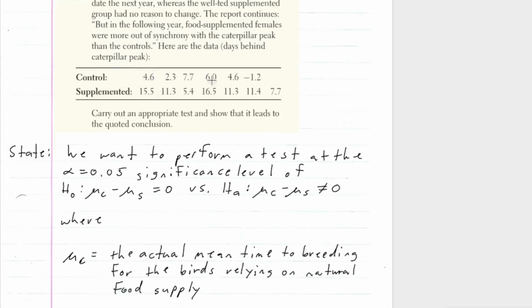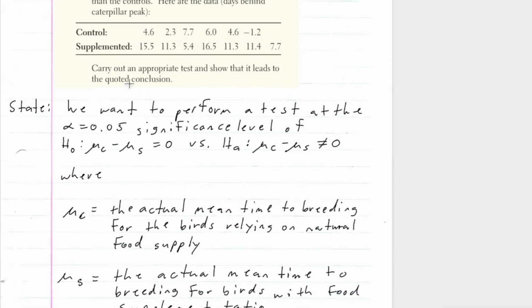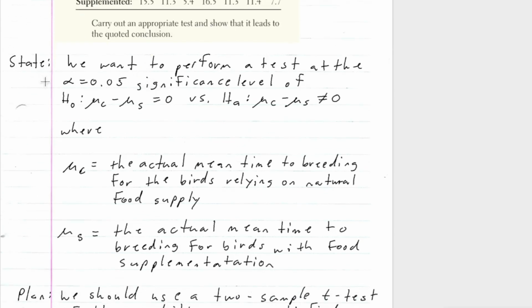All right, so here's the control, the ones that aren't getting food supplementation, and of course the supplemented, right? Carry out an appropriate test and show that it leads to a quoted conclusion. So we want to perform a test at the alpha equals 0.05 significance level. H naught will be that mu of the control group minus mu of the supplemented group is equal to 0. So there's no difference versus there is a difference, right?